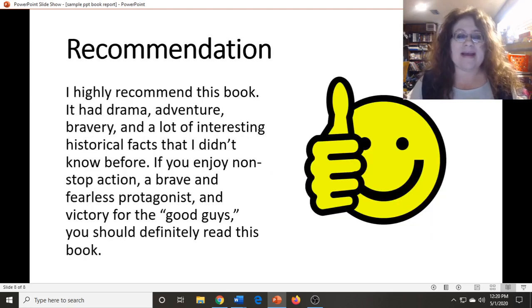And the last thing is a recommendation. So, of course, for this book, I highly recommend this book. I love this book. And so for your recommendation, if you love it, put a thumbs up picture. If you didn't like it, put a thumbs down picture. And just remember, for the recommendation, you've got to give me a good reason why. If you didn't like it, it's got to be a good reason. It can't just be it was boring, too long. Okay, give me a good reason with substance why you didn't like it.